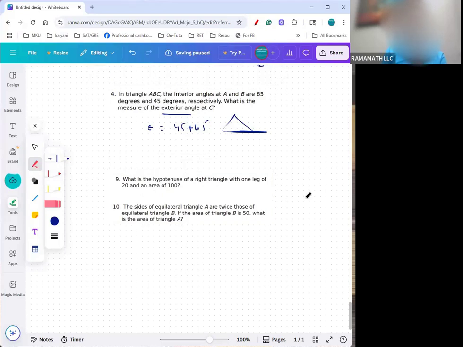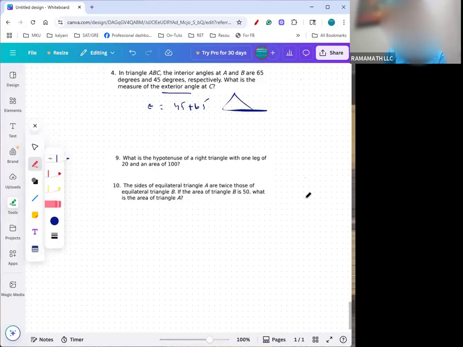Okay, next one. Mahiti, can you please read question number 9? What is the hypotenuse of a right triangle with one leg of 20 and an area of 100? All right. And Sanvi, read question number 10. The sides of equilateral triangle A are twice those of equilateral triangle B. If the area of triangle B is 50, what is the area of triangle A? Okay, give it a try and see what you get.